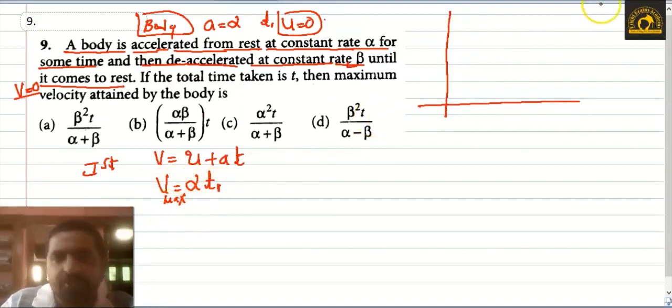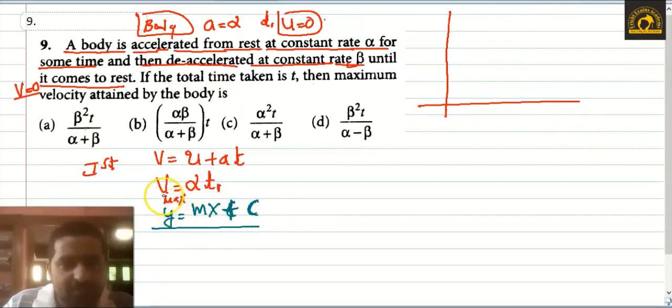So comparing this equation with y is equal to mx plus c. Okay, so y is equal to mx plus c. So what about this equation along the y-axis? Okay, so this is the x-axis and this is the y-axis. So the y-axis is v maximum, v, and in the x-axis is T. The curve is what? Linear curve.